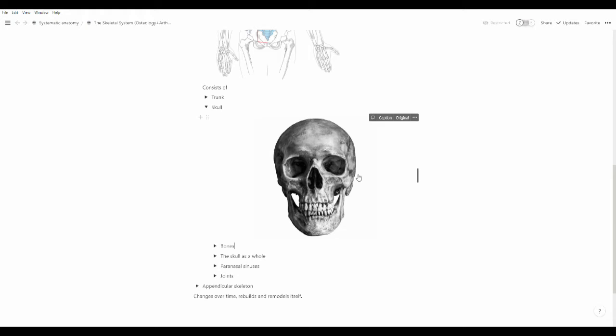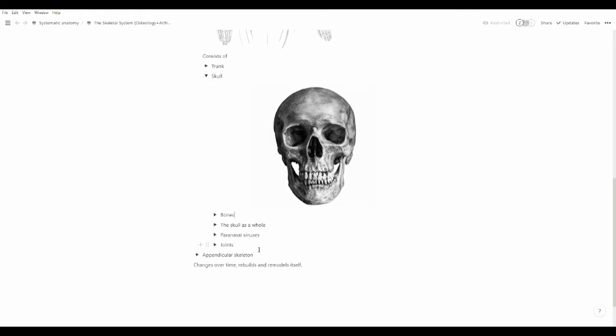First of all, there are different individual bones that you need to know the names of. Also, there's the skull as a whole, because when you look at the skull, the bones are not alone. You're not only going to see this bone by itself, you're going to see the skull as a whole, from the front, from up, from down.